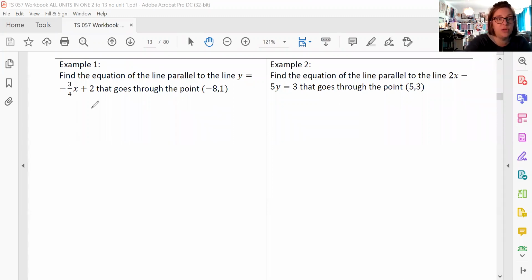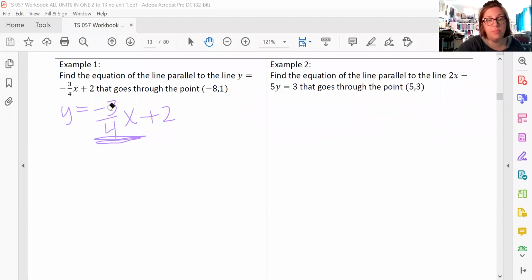So the first thing that I want to do is look at this equation, negative 3/4 x plus 2. In this equation, I know that the slope is that negative 3/4, and so this is the part that's going to stay the same. I can basically ignore the plus 2 because I'm going to have a different y-intercept on my other parallel line. I'm just going to ignore that, come back in and say plus b.